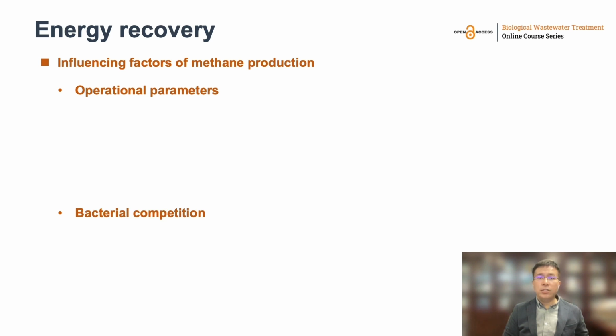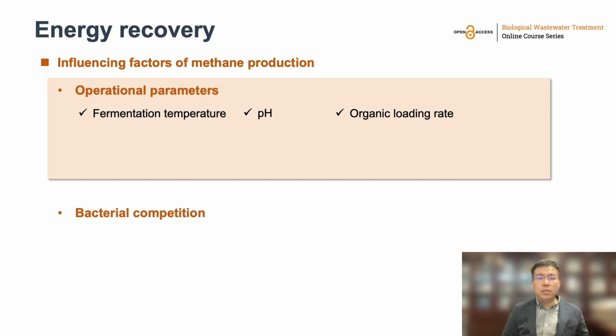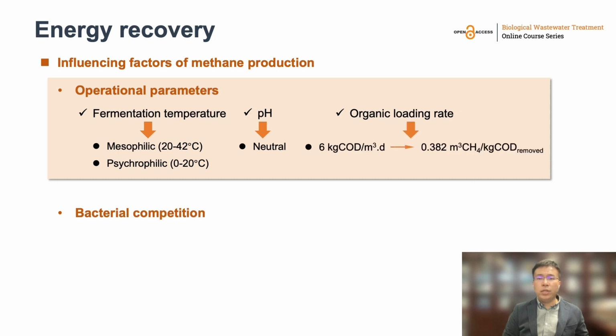Methane production in AnMBRs is affected by both operational parameters and the bacterial competition in the reactors. As for the operational parameters, the fermentation temperature, pH, and organic loading rate can significantly influence the methane production. For the fermentation temperature, the mesophilic, 20 to 42 centigrade, and the psychrophilic, 0 to 20 centigrade, conditions are favored for AnMBRs, and higher methane yield was observed at higher temperatures. Besides, the neutral pH condition and an appropriate organic loading rate are also crucial parameters of biogas yield, and the theoretical optimal methane production of 0.382 cubic meter methane per kilogram COD removed was proposed at an organic loading rate of 6 kg COD per cubic meter per day for AnMBRs treating municipal wastewater.